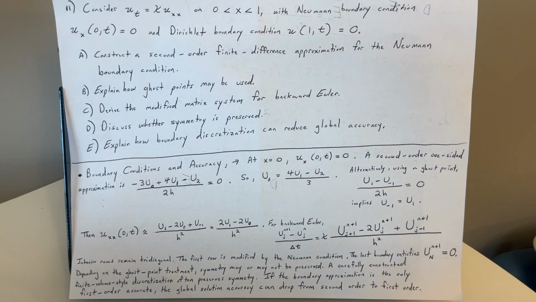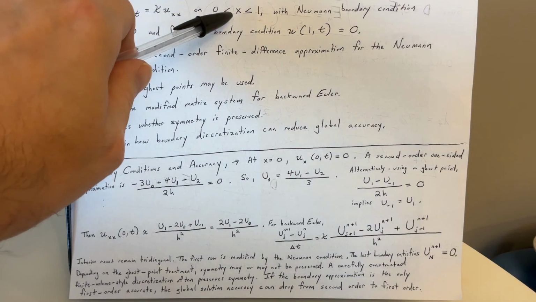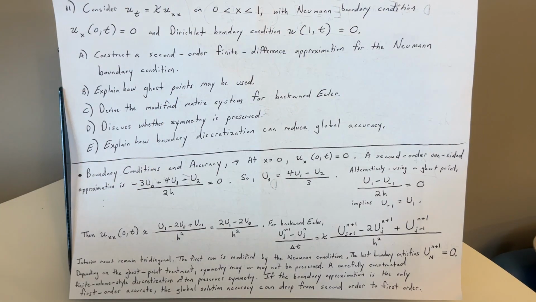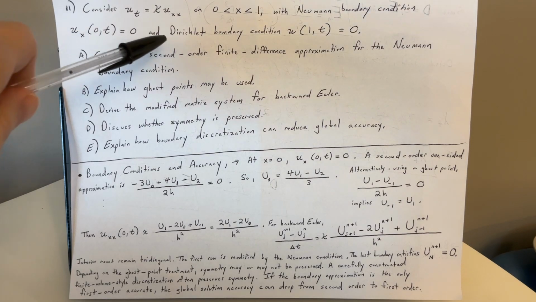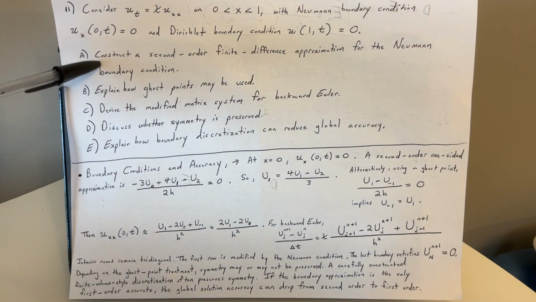So this is part 4 of the numerical methods for partial differential equations practice final exam, starting with number 11. Consider u_t = κ u_xx on the interval 0 < x < 1 with Neumann boundary condition u_x(0,t) = 0 and Dirichlet boundary condition u(1,t) = 0.